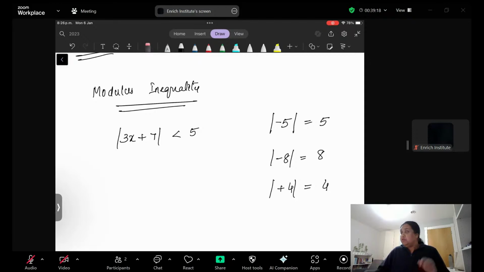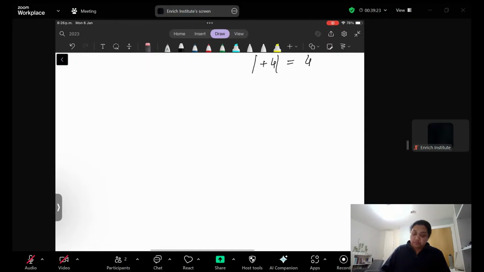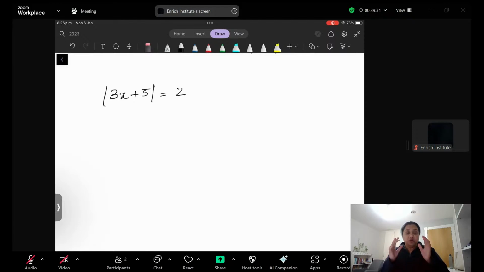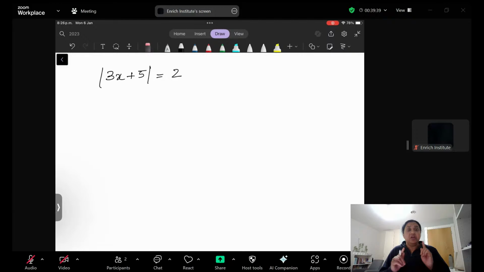Now, if you're working with a question, for example, modulus of 3x plus 5 is equal to 2. If you want to solve this equation, there are two methods. I'll show you both methods. The first method is, since it is a modulus, we are taking only the number. If I don't have the modulus, then 3x plus 5 can be positive or negative 2.